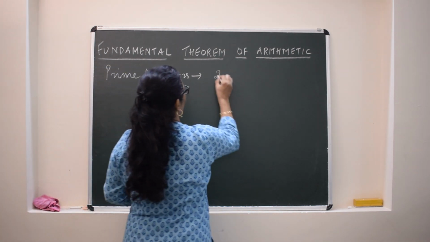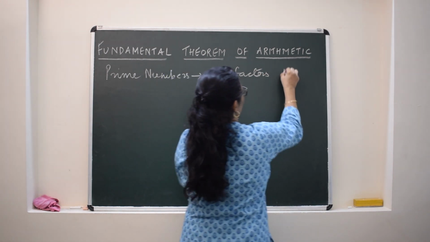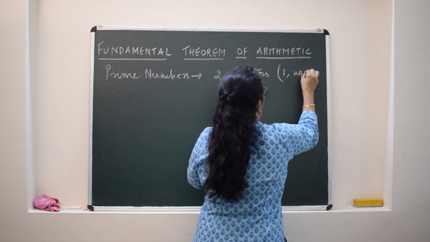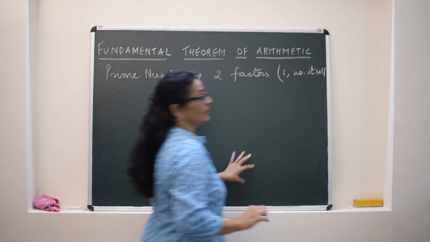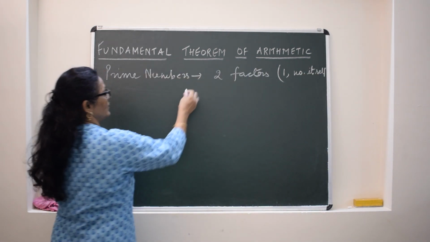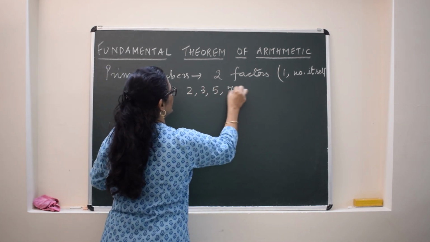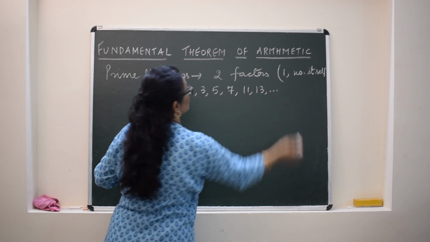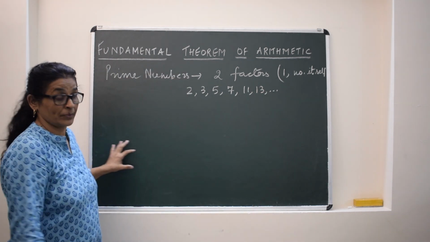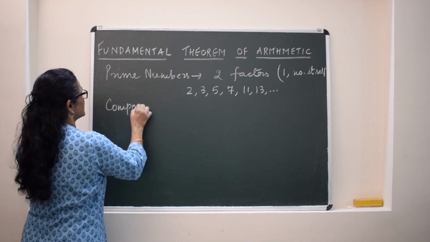So, two factors, 1 and the number itself. Some prime numbers, when we write, are 2, 3, 5, 7, 11, 13 and so on. There are infinitely many prime numbers. And second is composite numbers.